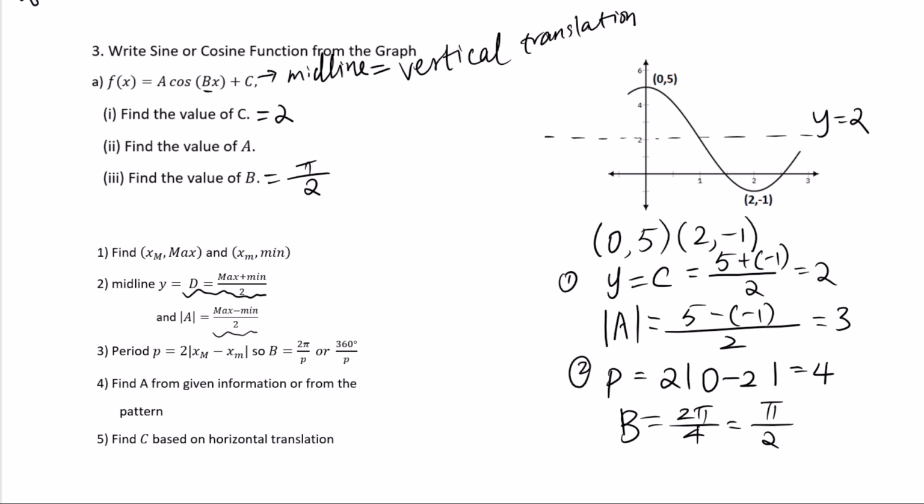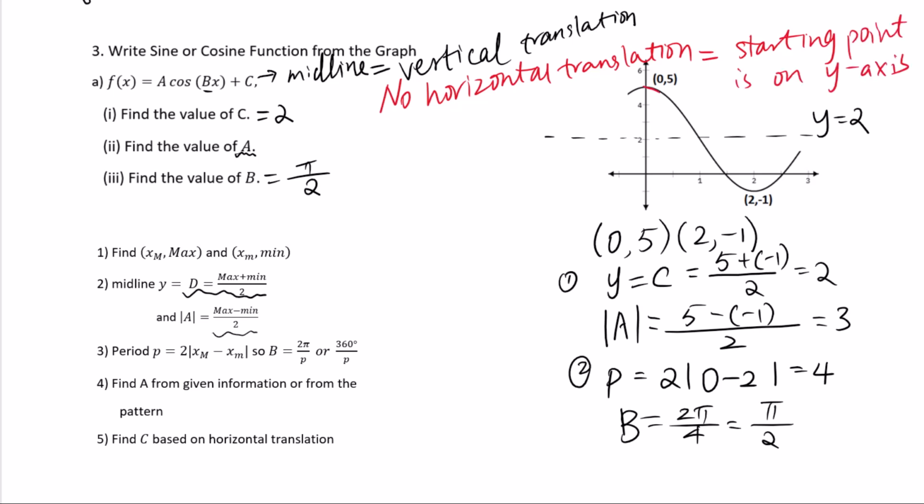We need to decide the sign for this a. No horizontal translation, which means the starting point or new origin is on the y-axis. Let's draw the pattern. The pattern is a positive cosine x, which means this a is positive, so a equals 3.